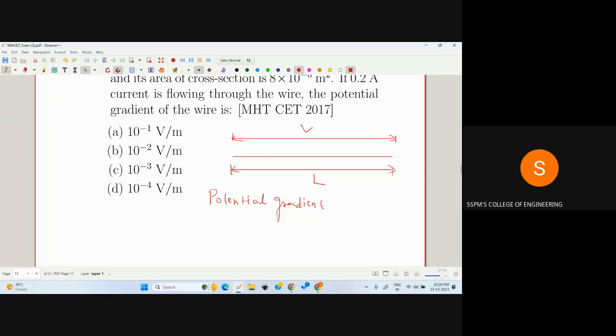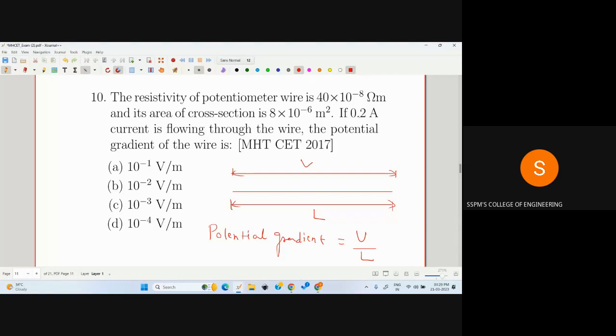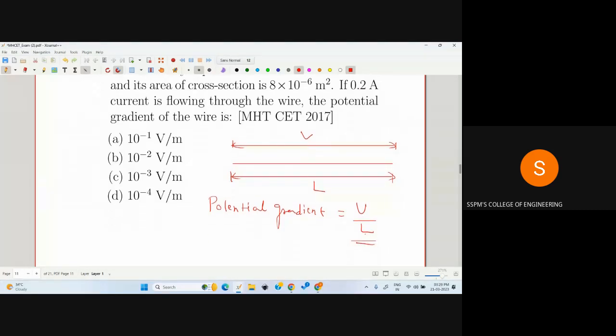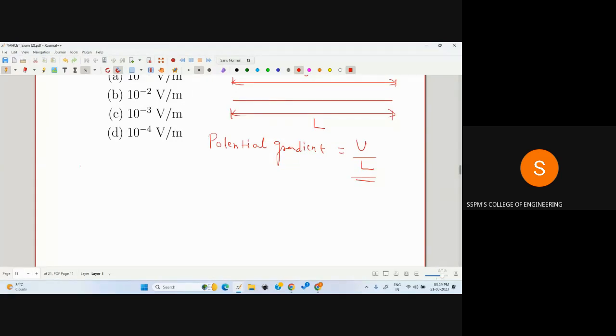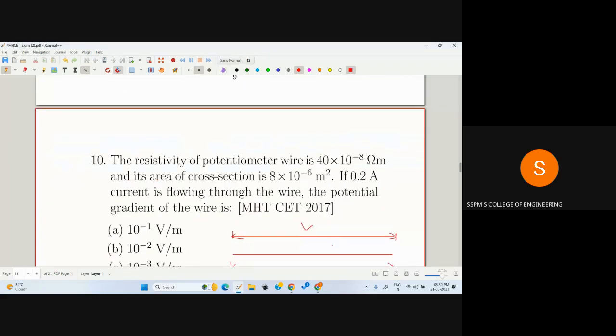But potential is not given. The current is given. The length is also not given. But here you have to make one assumption. Let's consider the length of wire is 1 meter. Let's consider L is equal to 1 meter. 1 meter एक कन्सिडर करा लेंथ ऑफ वायर, दिलं नसेल तरी. त्यानंतर आता आपल्याला काय काढायचं, रेजिस्टन्स ऑफ द वायर.